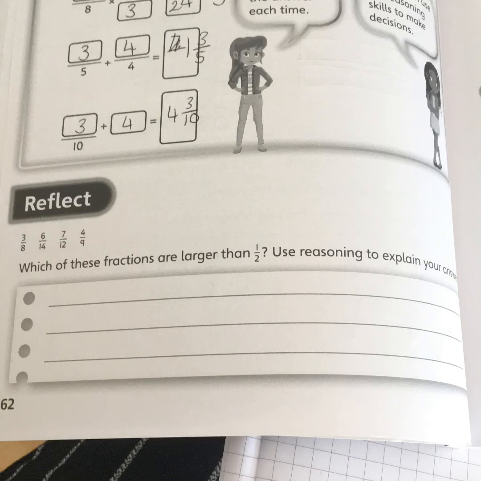Half of 12 is 6. So 6/12 is equivalent to a half. So if you've got 7/12, it's bigger than 6/12. So it is bigger than a half. Half of 9 would be 4.5. Not that you can have a decimal on top of a fraction, but if you could, it would be 4.5 over 9. And 4 is less than this, so 4/9 is also smaller than a half. So the only one that is bigger than a half would be 7/12.